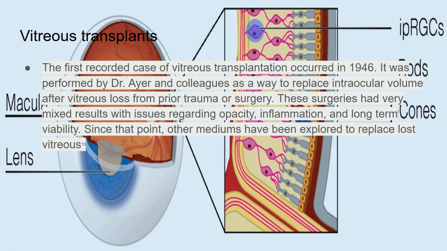As far as vitreous transplants go, there was a first recorded case back in 1946 performed by Dr. Iyer and his colleagues. It was a way to try to replace intraocular volume from prior surgery or prior trauma. Obviously, these had very mixed results, not something super easy to transplant vitreous, and vitrectomies were not really the same then as they are now. So now with the current advent of vitrectomies and the way that those are done now, we have a lot of other synthetic materials that are used for the eye instead.